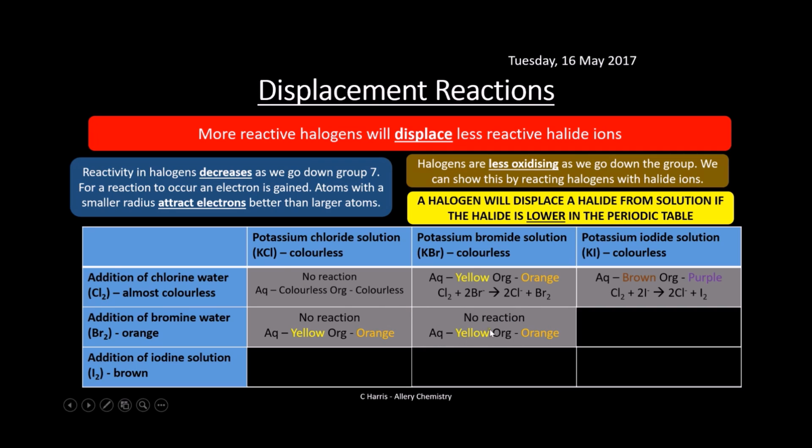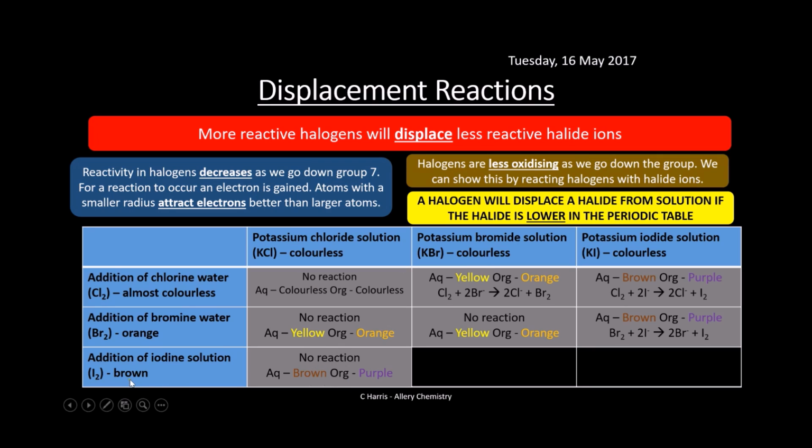Obviously, we've got no reaction here as well because it's bromide and bromine. They're both just as reactive. And obviously, we do get a reaction here with this one. So bromine is more reactive than iodide. So we do get a reaction. Again, we get this purple in the organic layer and brown in the aqueous layer. And there's our ionic equation.